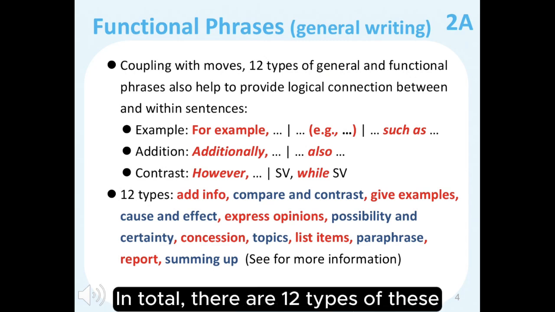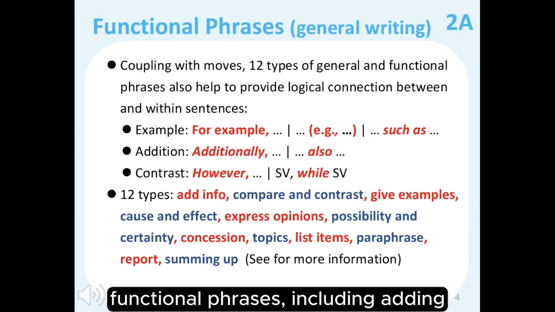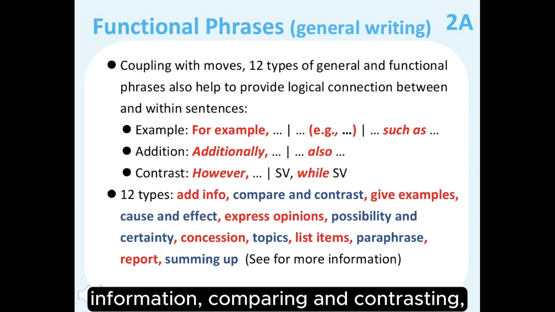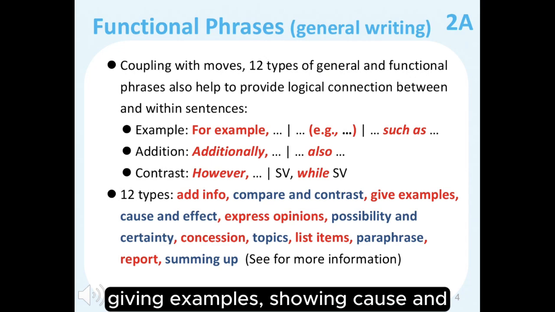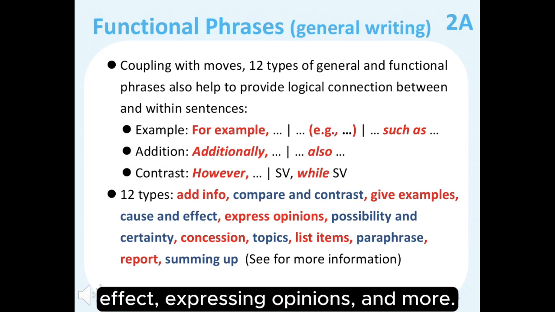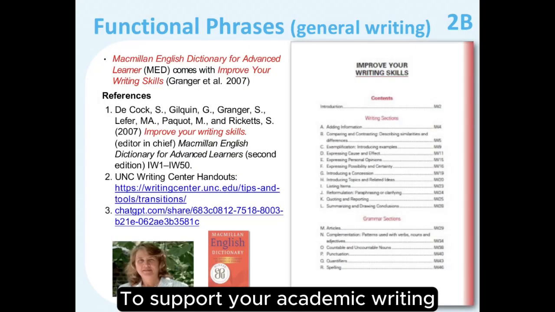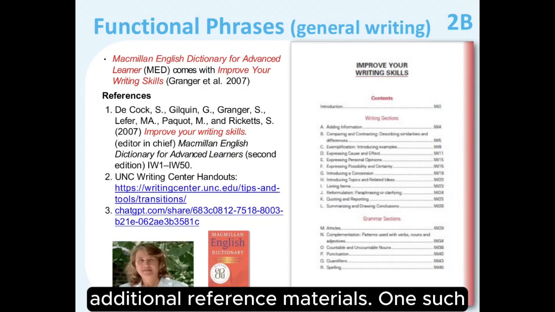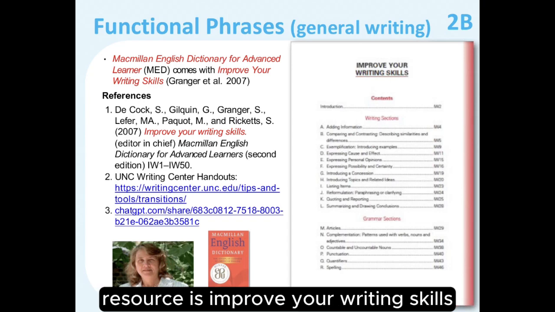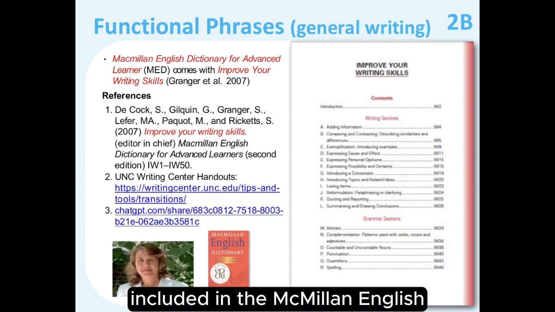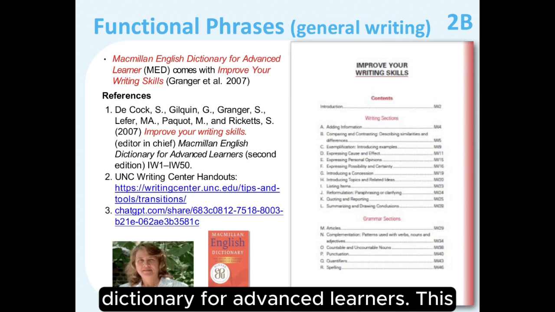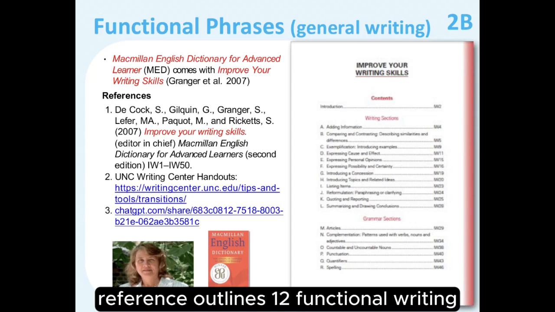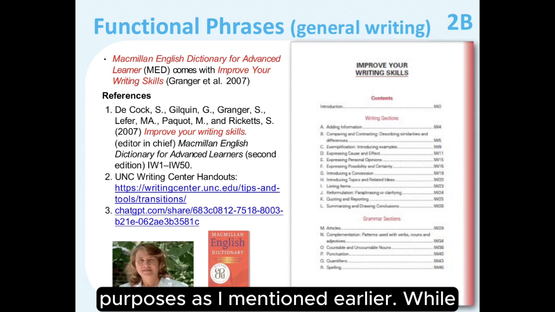In total, there are 12 types of these functional phrases, including adding information, comparing and contrasting, giving examples, showing cause and effect, expressing opinions, and more. To support your academic writing development, it's helpful to be aware of additional reference materials. One such resource is Improve Your Writing Skills, included in the Macmillan English Dictionary for Advanced Learners. This reference outlines 12 functional writing purposes, as I mentioned earlier.